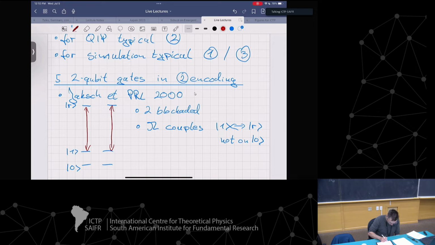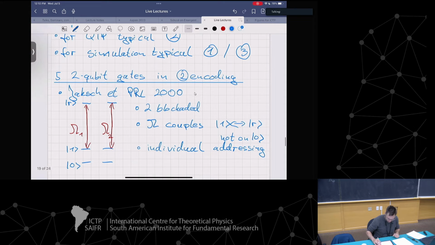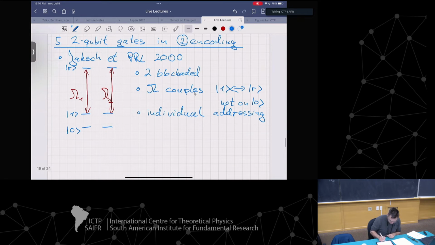And the one extra ingredient is individual addressing. What this means is I can decide, do I only want to couple the first atom to the Rydberg state, or the second atom, or maybe both at the same time. And now the 2-qubit gate is very simple.